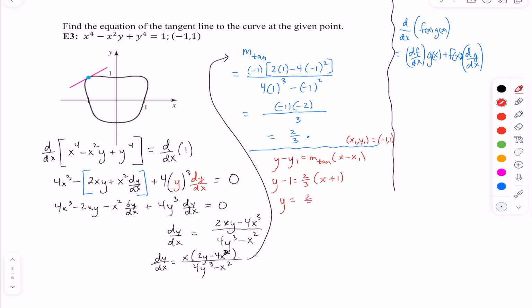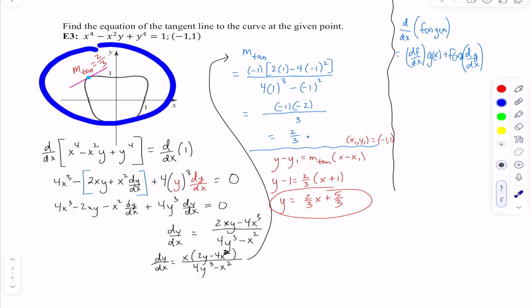And like I said, most of this is algebra. Be very, very good at it. Be very confident at it. And then you'll be all right. 2/3 add 3/3, you get 5/3. There's the equation of the tangent line. And notice the slope is actually positive. So that is what we were hoping for and what you were hoping for from the picture that was given.